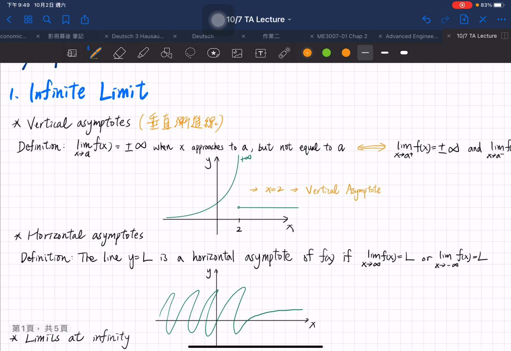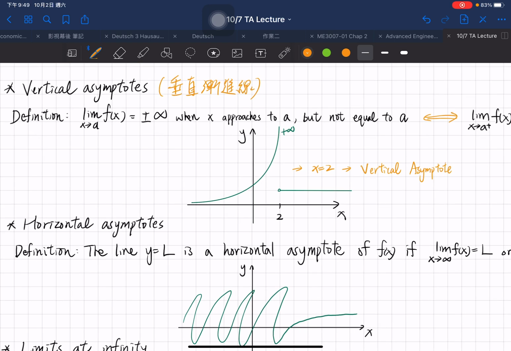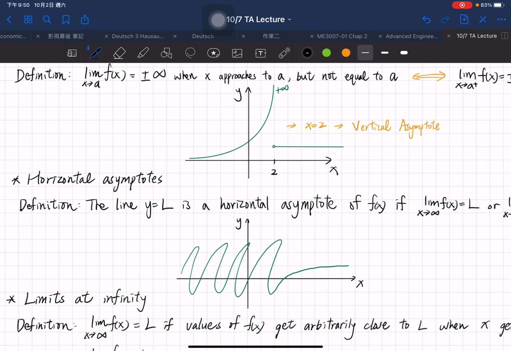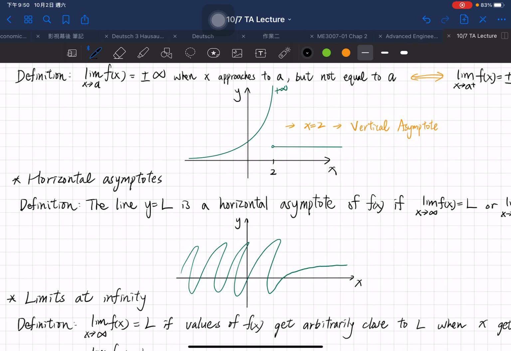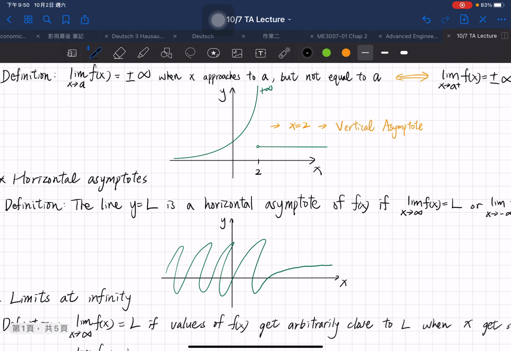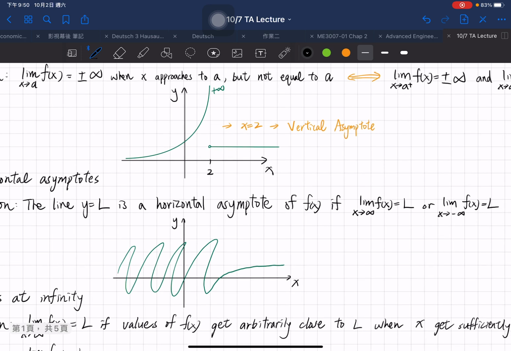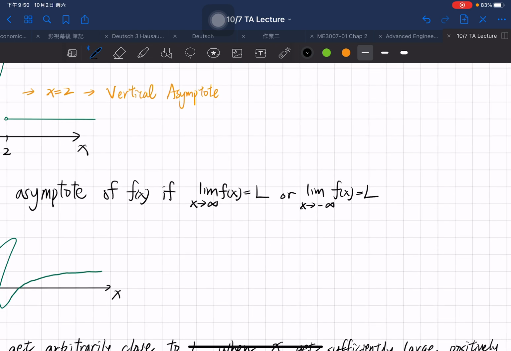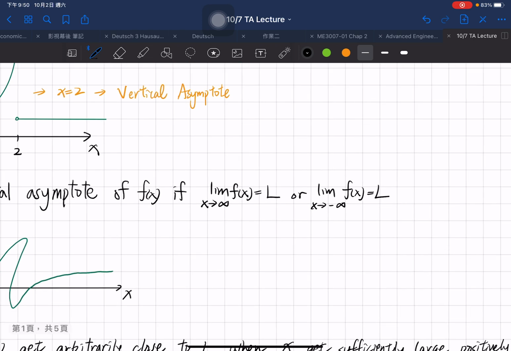We have the vertical one, and we also have the horizontal one. Similarly, the definition is the line y equals L, so now it's a horizontal line. We say y equals L is a horizontal asymptote of f of x if the limit of the function f when x approaches infinity or minus infinity equals a number L. So it will not be infinity, it will be a number we know.